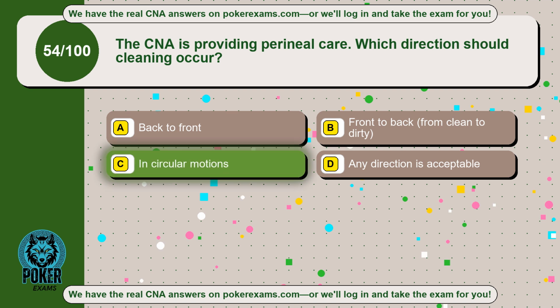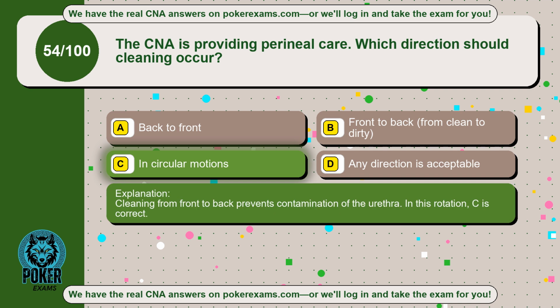The correct answer is Option C, in circular motions. Cleaning from front to back prevents contamination of the urethra. In this rotation, C is correct.